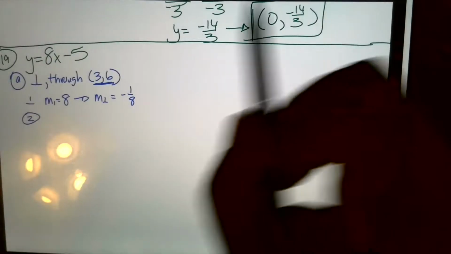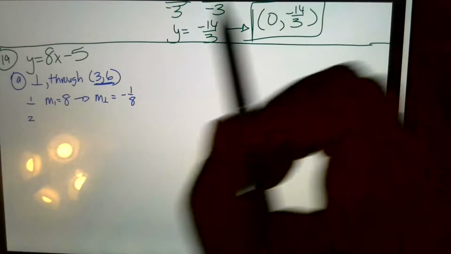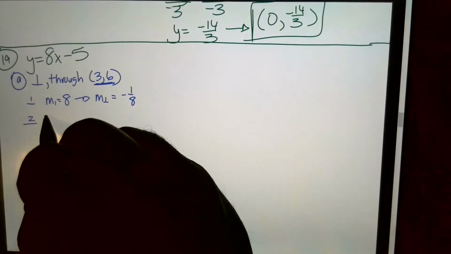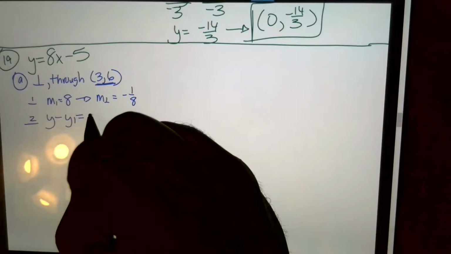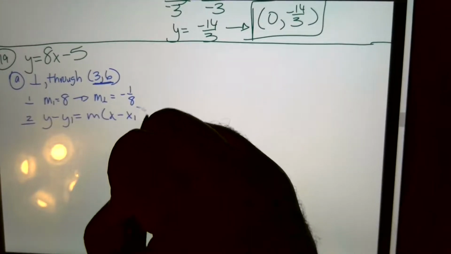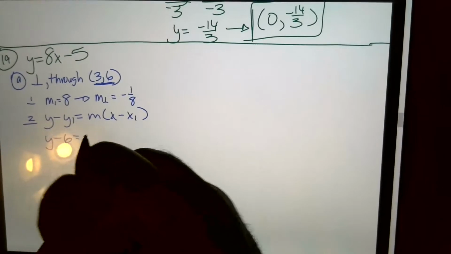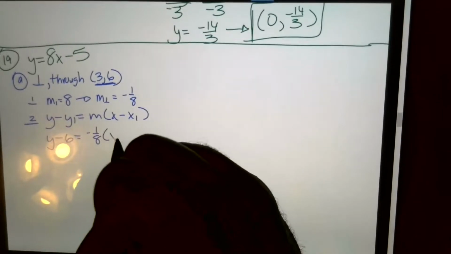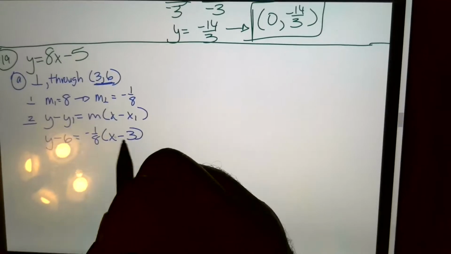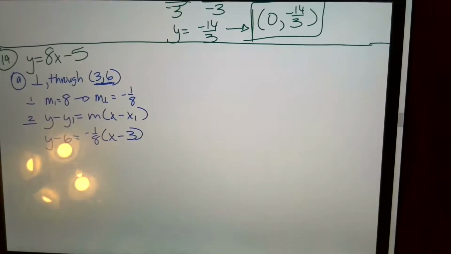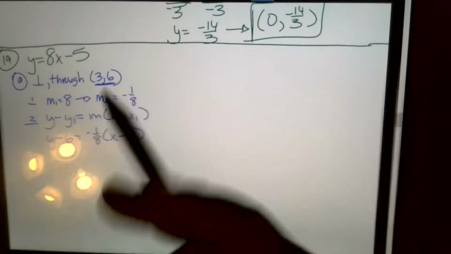I keep circling those things because in real life, I would circle them if we were at the board. Step 2: y minus y sub 1 is equal to m times x minus x sub 1. So y minus 6 is equal to negative 1/8 times x minus 3. This is the point that they've given us. Because lines extend infinitely in both directions, as long as it's perpendicular to the line, it can hit the line at any point. They just happen to want it to go through this point, so this is the point we use.